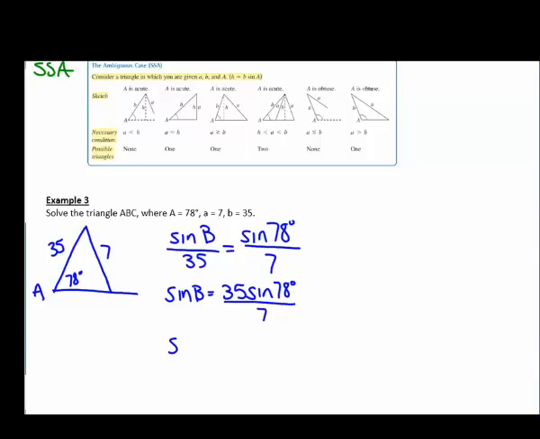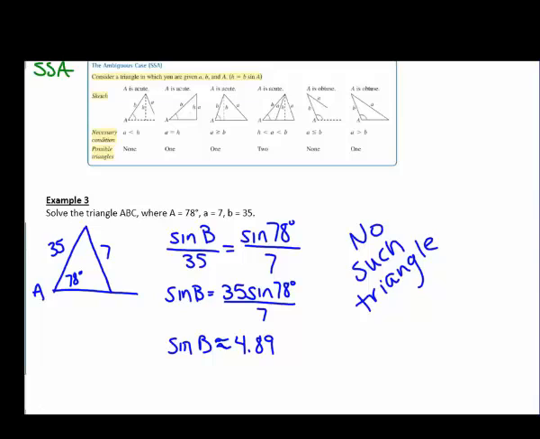And so we get the sine of B is approximately 4.89. And so if you look at that, how would we solve for angle B? Well, we would do the inverse sine. If you do that on the calculator, it's going to give you an error message because you cannot have a sine value that is larger than 1. So in this case, no such triangle exists.